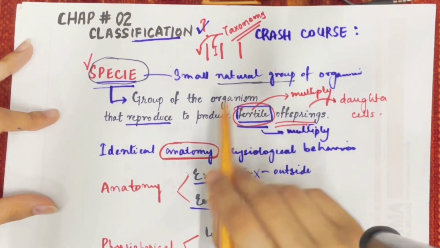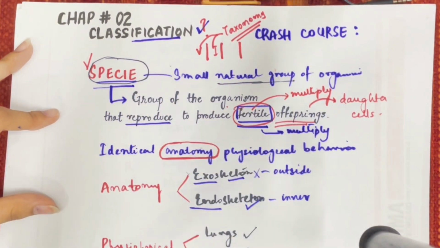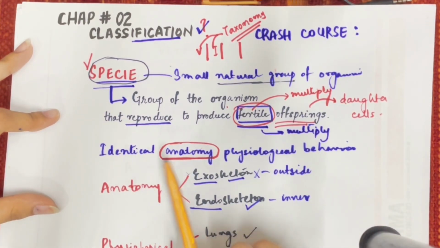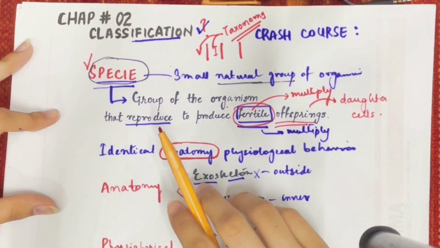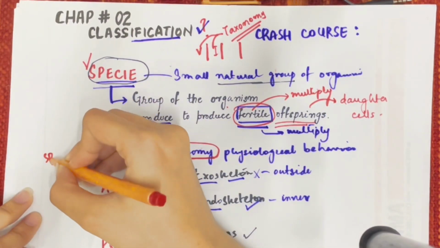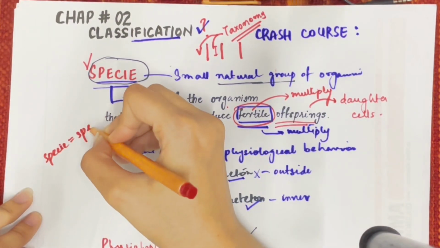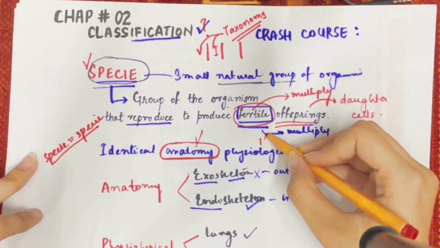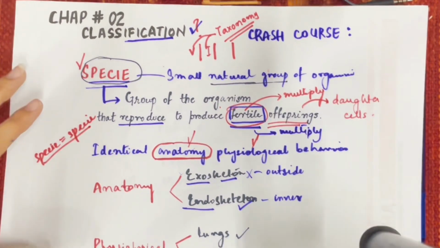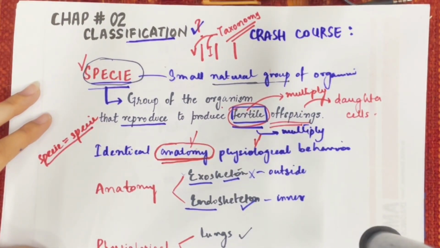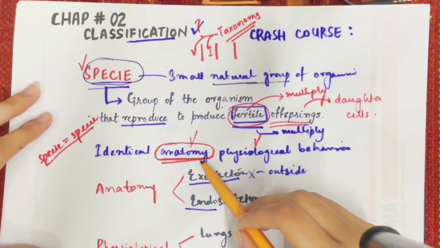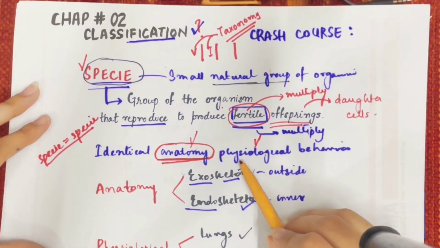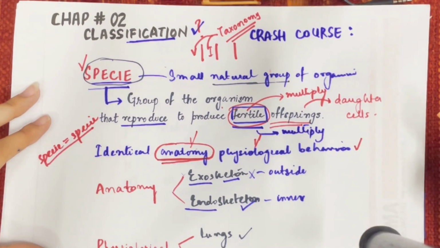It is a small natural group of organisms, and species can be of many kinds. They have identical anatomy and physiological behavior. What is the relation of one species with another species? They are related in that they have similar anatomical features and physiological behavior. Anatomical means the features on our external body, the external appearance. Physiological behavior means how a specific species reacts on the basis of environmental changes.